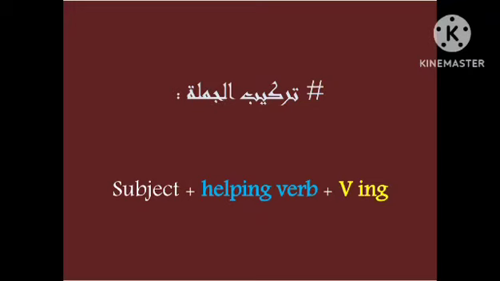Subject may be I, we, you, they, he, she, it, or singular noun or plural noun. Helping verb: there are three kinds of helping verb, or the verb to be: am, is, are. We choose one of them in the sentence, depending on the subject. Then we put the verb plus ing. We will learn about these things in details in the second slides.